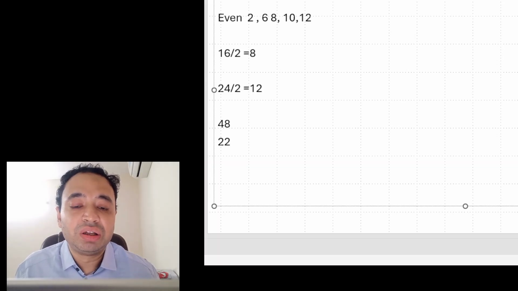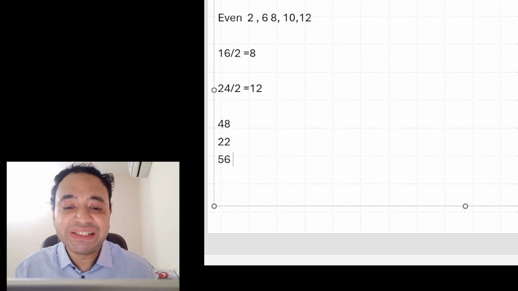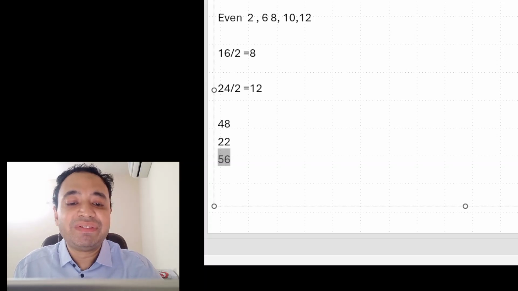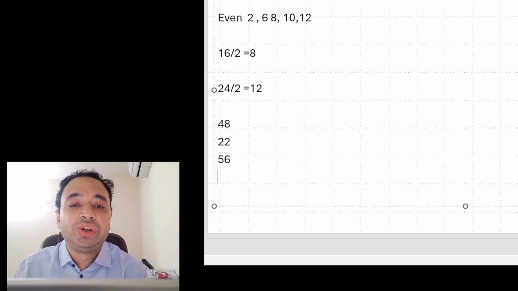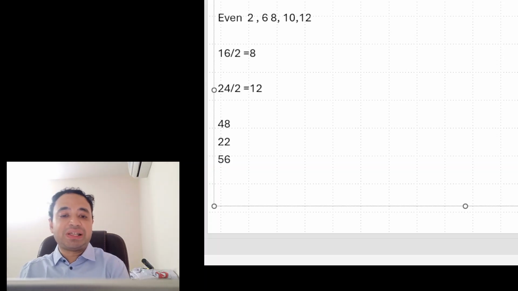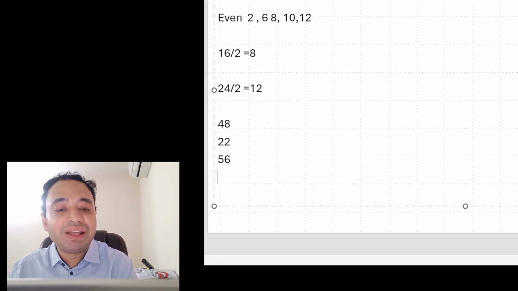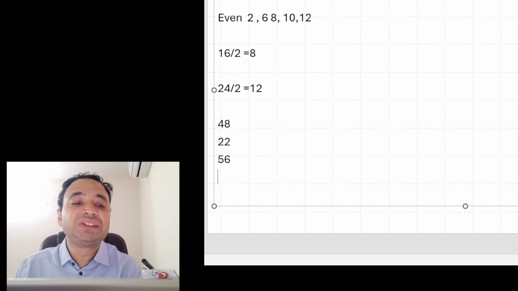So let's take another last example. We'll take 56. 6 is an even number, hence the total number is an even number. Hope you are understanding the even numbers concept. An even number is something which gets divided by 2, leaving the remainder 0. Hence it is called an even number.